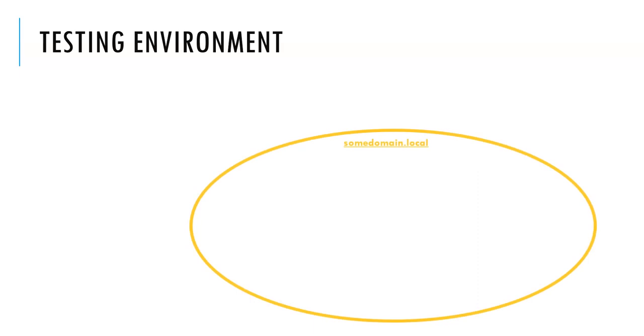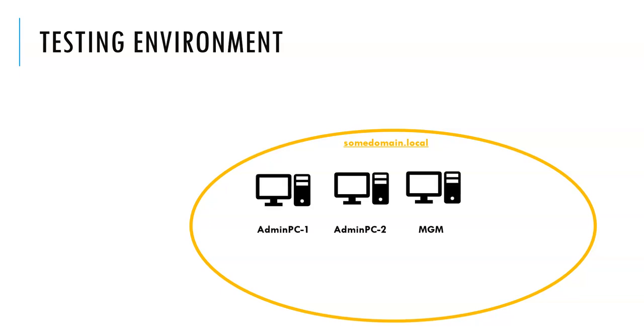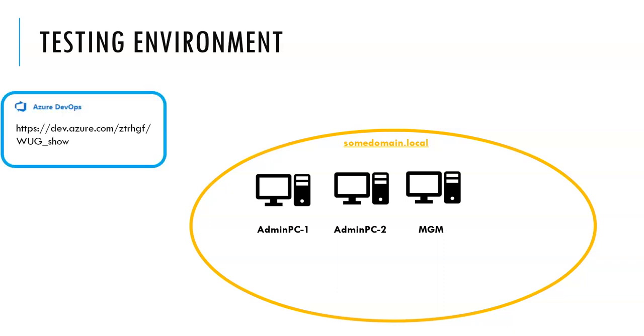Before I show some examples, I will introduce my testing environment. So I have created some domain local Active Directory domain, which contains three computers: admin PC1, admin PC2, and MGM server, which is also a domain controller, but it doesn't matter.